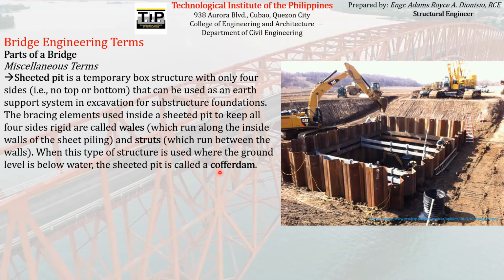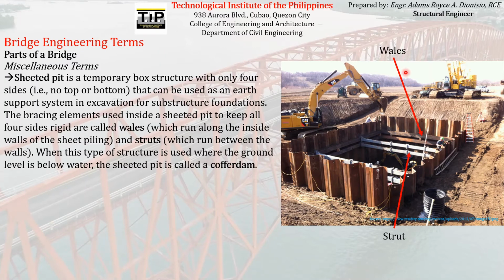So a sheeted pit looks like this. We usually use this sheeted pit as a temporary box structure to prevent erosion of earth into the excavation. We usually use this for excavation works to prevent the surrounding soil from eroding into the excavation. This is still composed of vertical planks interweaved together and then provided with additional supports, which are called wales. So these are the wales and struts. This is the strut.